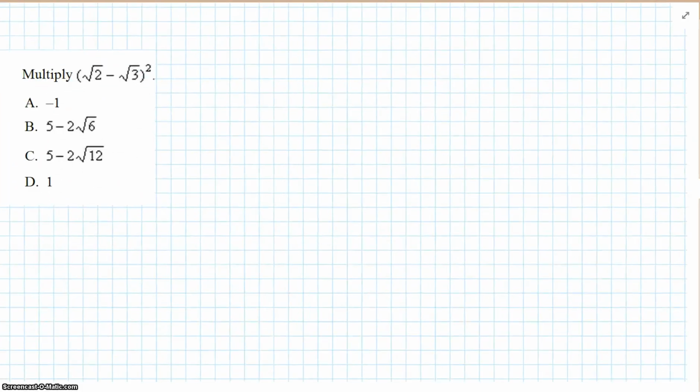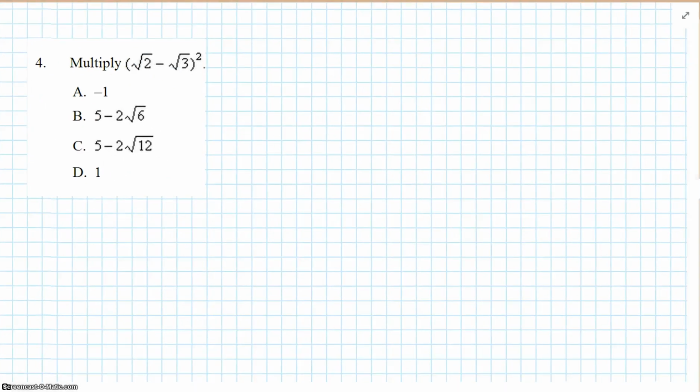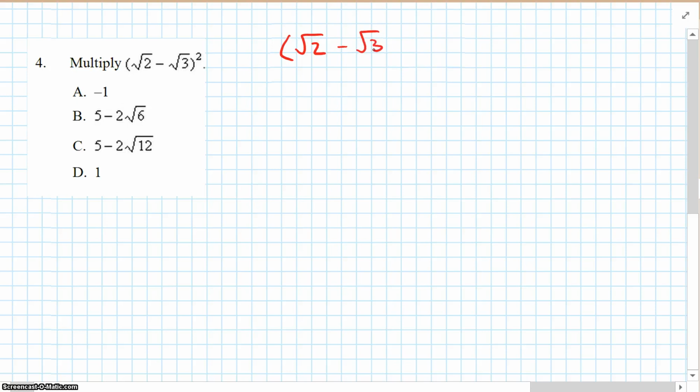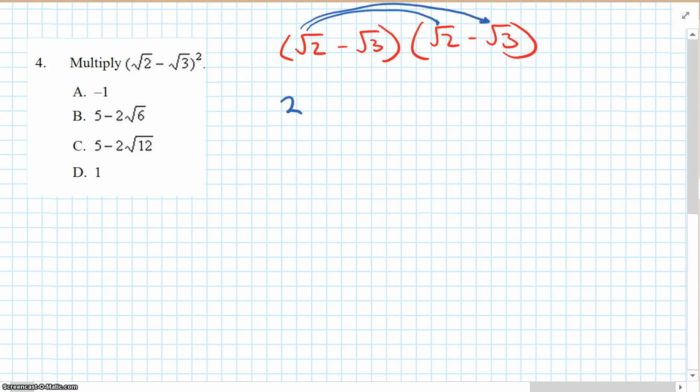Alright, let's look at our example here. Multiply square root of 2 minus the square root of 3, squared. So what we're saying is square root of 2 minus the square root of 3 times square root of 2 minus square root of 3. Let's go to the first term. Square root of 2 times square root of 2 is 2. Square root of 2 times negative square root of 3 would be negative square root of 6.